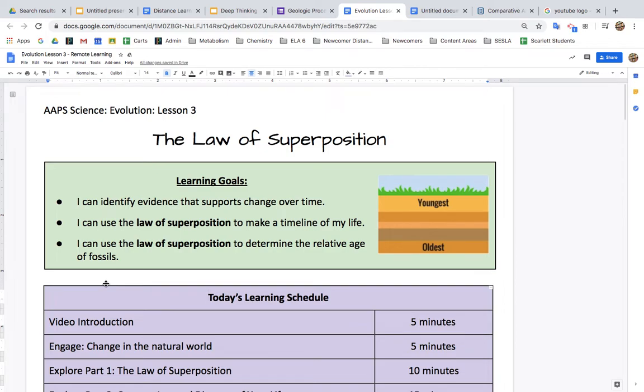Welcome back, 7th graders. Last week we learned about geologic time and how the Earth is really, really old. Today we'll learn about the law of superposition.